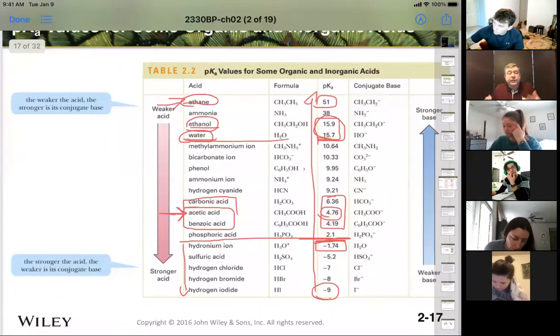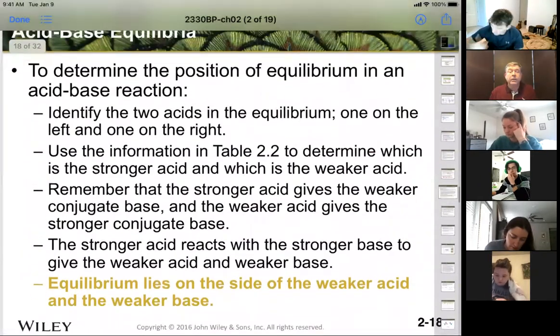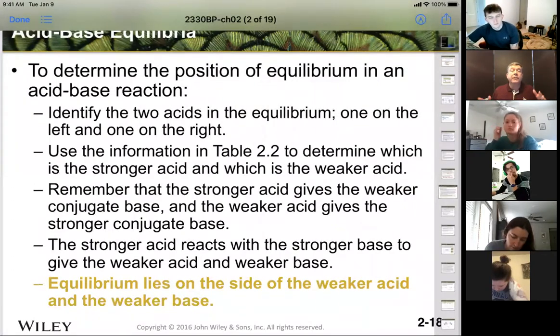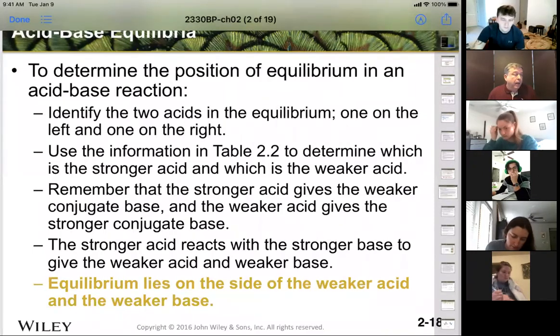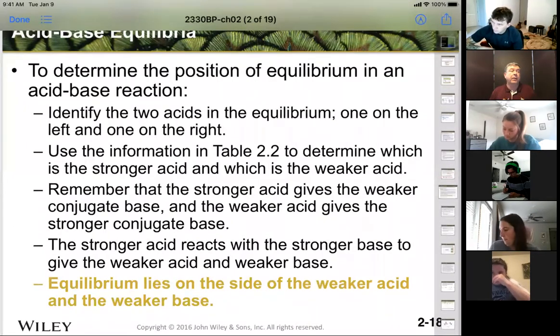All right, so how do we use that to our advantage? Okay, so we're going to use that pKa value to determine the equilibrium of an acid-base reaction. You will need to memorize certain ones like water, alcohol, ethane, and ethyne, as well as acetic acid. Those are the major ones that you need to memorize.